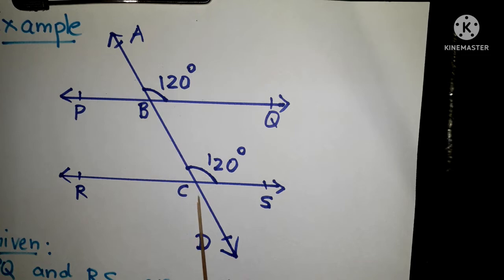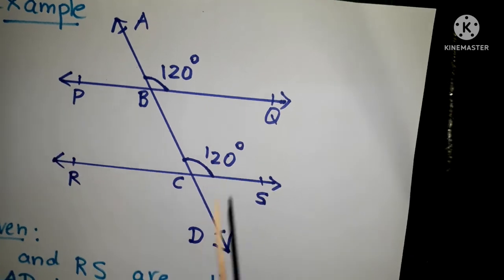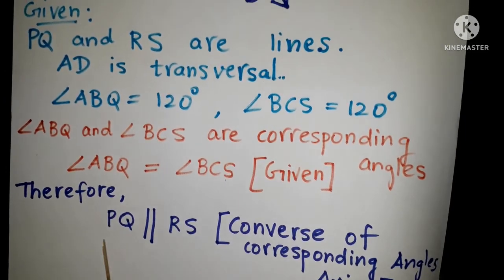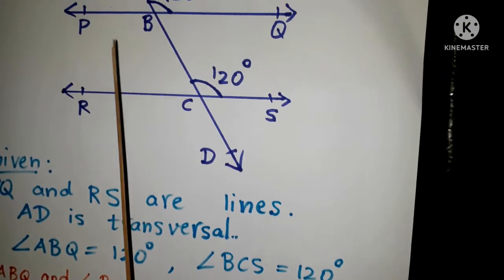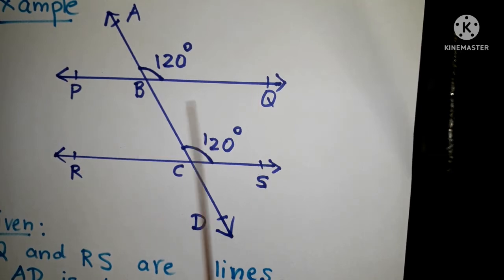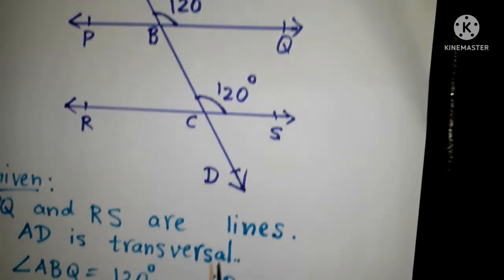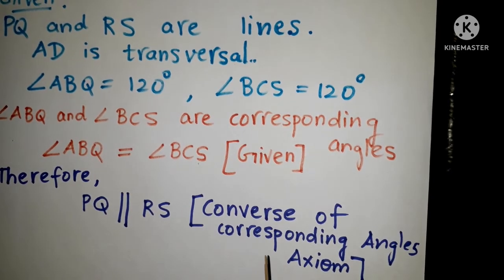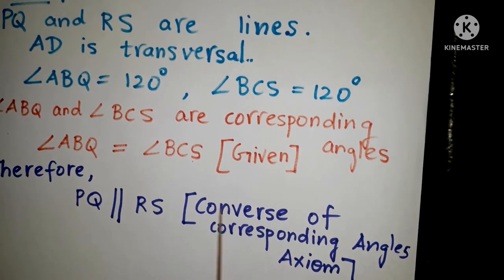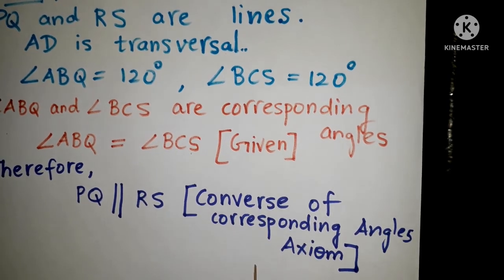So, if a transversal intersects two lines such that a pair of corresponding angles is equal, then the two lines are parallel to each other. That is how we concluded that PQ is parallel to RS. The reason we can write in short like this: converse of corresponding angles axiom.